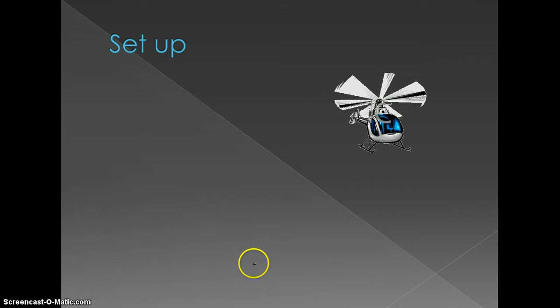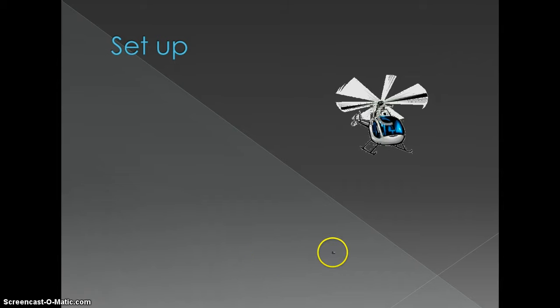Okay, since we know our problem, we can now sketch it out. So we have a photographer in a helicopter. The helicopter is approximately 60 meters off the ground and is going up at 12.5 meters a second. When suddenly the photographer drops his camera.